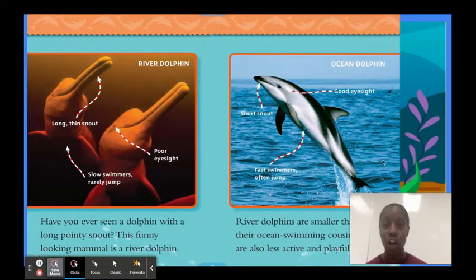Okay. Now, a river dolphin: long, thin snout, poor eyesight, slow swimmer, rarely jumps. Ocean dolphin: fast swimmer, often jumps, has excellent eyesight, short snout. Again, by using the labels and the captions, it gives us more detail.